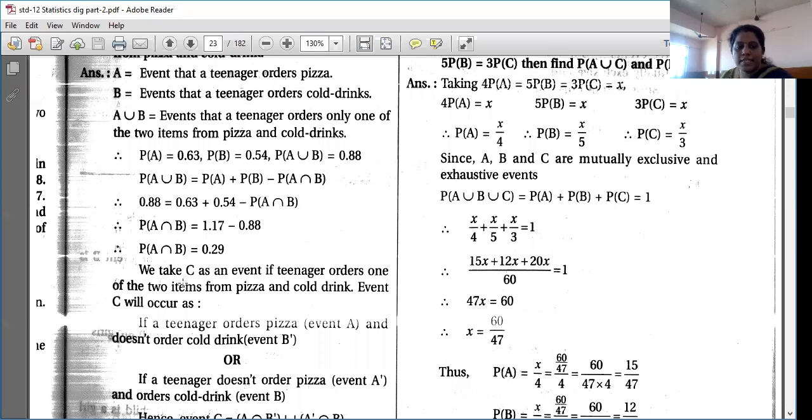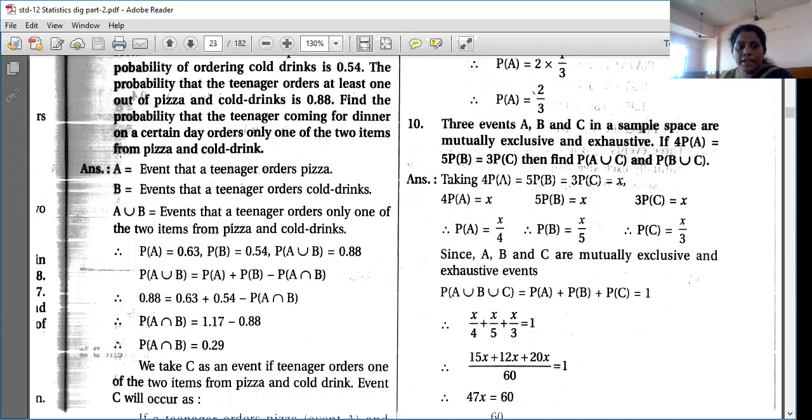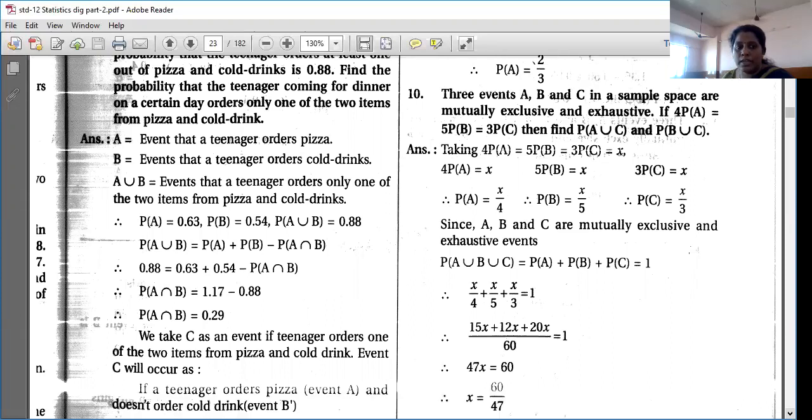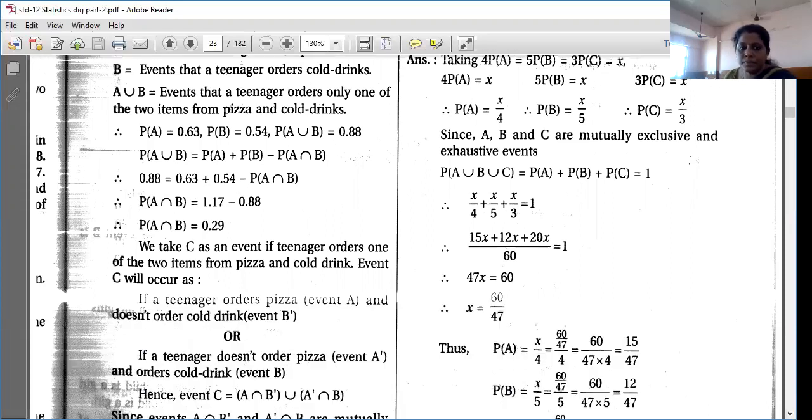So here we take C as an event if the teenager orders one of the two items from pizza and cold drink. Event C will occur if a teenager orders pizza, that is event A, and doesn't order cold drink, that is event B. See, here what they said: find the probability that the teenager coming for dinner on a certain day orders only one of the two. Means it is up to that teenager what he is going to order. So he can order pizza and not order cold drink, or he can order cold drink and not order pizza. Two conditions are there.